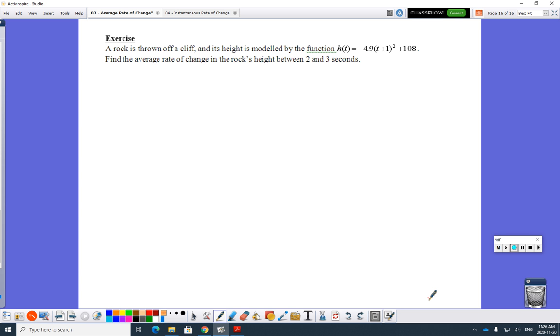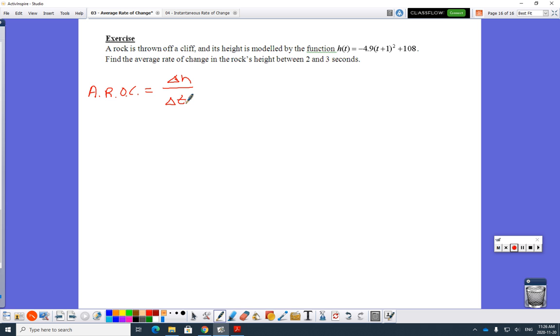One more question with an equation instead. They want the average rate of change in height between 2 and 3 seconds. So I want average rate of change. So I need delta H over delta T this time. Change in height divided by change in time.